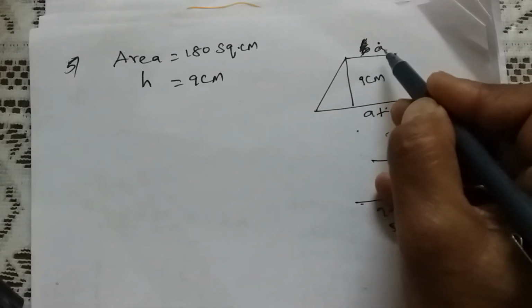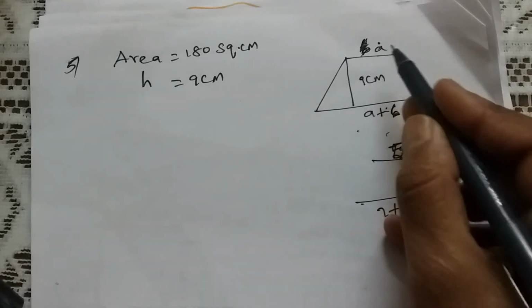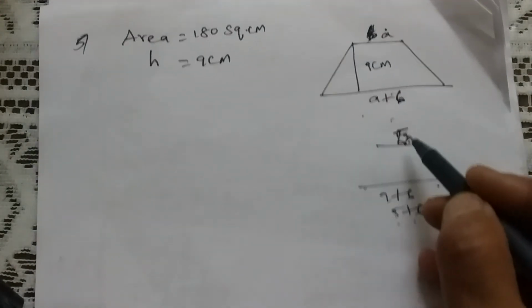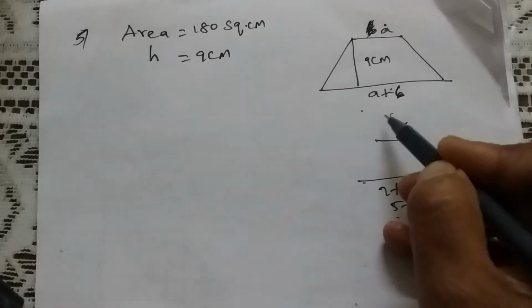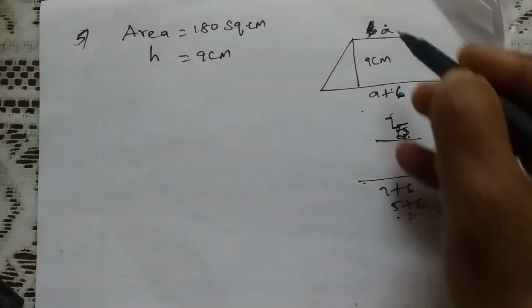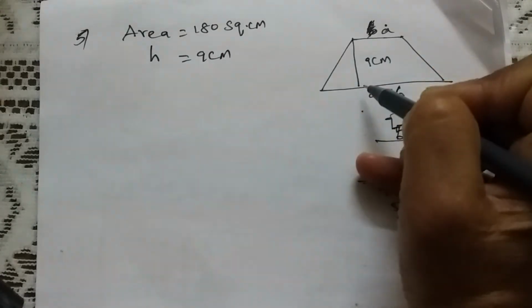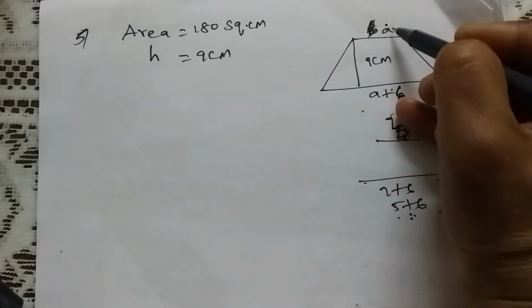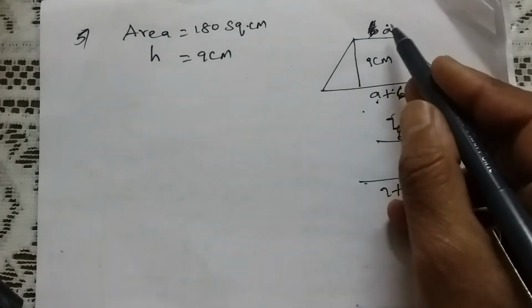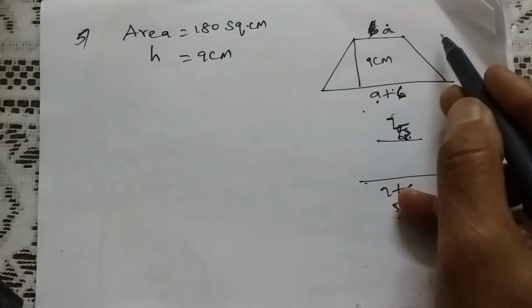One side is A, so the other side is 6 more than this. That means we have to add 6. See, I gave you an example. If it is 5, it is 5 plus 6. If it is 7, it is 7 plus 6. So if it is A, this is A plus 6. And the height is given as 9 centimeter. We have to find the value of A and the length of these two parallel sides.